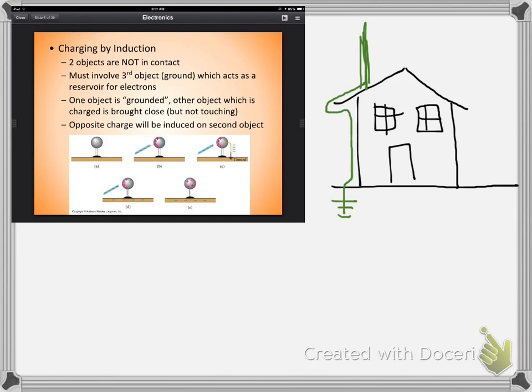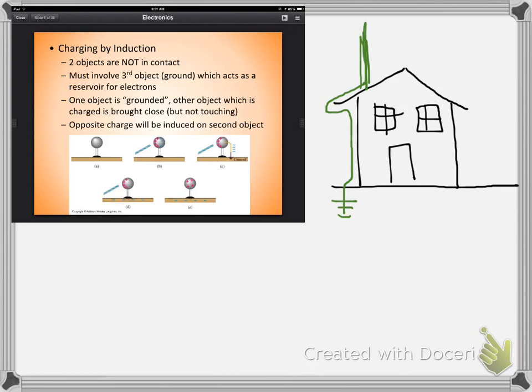Okay, so let's think this through again. When you charge by induction, you induce an opposite charge on object 2. Induction always involves 3 objects. Object 1, your charged object. Object 2, the thing you're going to induce a charge on. Object 3 is what? Ground.